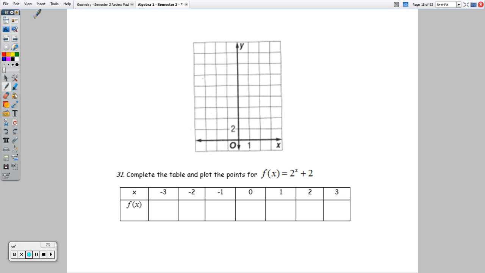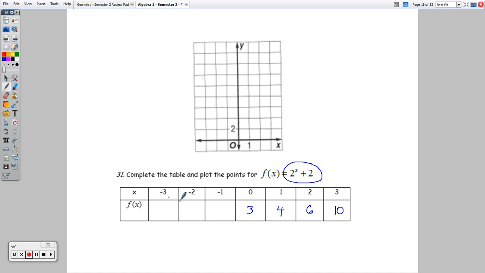Let's take a look at 31. We're going to complete that table and plot the points for this. So for this one, I would put that into the table button in your calculator, put that equation right in there, and then figure out what you got from there. So I did that, and for 0, I'd get 3, because 2 to the 0 is 1, 1 plus 2 is 3. This would be 4 here. 2 to the first is 2, plus 2 is 4. If it says on the exam that you have to show your work for this, then do that. Otherwise, you could use that table button on your calculator.